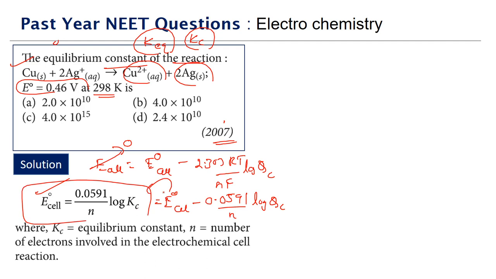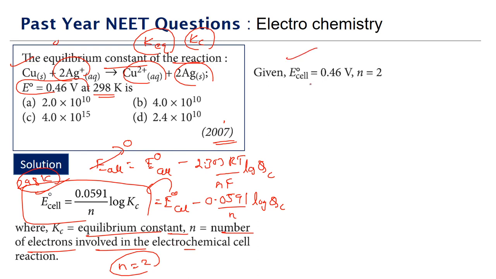0.0591 by n into log Kc, if the temperature is unchanged, same as 298 Kelvin. So in this, Kc is the equilibrium constant and n is the number of electrons involved. What is the number of electrons involved here? We can see copper becoming Cu2+ means 2 electrons. 2 Ag+ becoming 2 Ag means the same 2 electrons. So the number of electrons involved is 2. Now we just have to substitute, right?